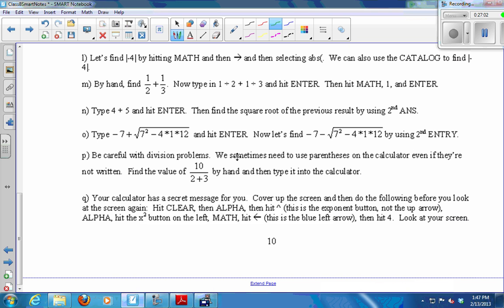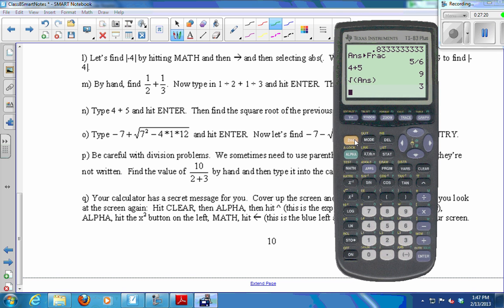So in fact, here's a good one to try. We want to do -7 plus the square root of 7 squared minus 4 times 1 times 12, and -7 minus the square root of 7 squared minus 4 times 1 times 12. So I can do this by using my second entry key. So I could do -7 plus the square root.